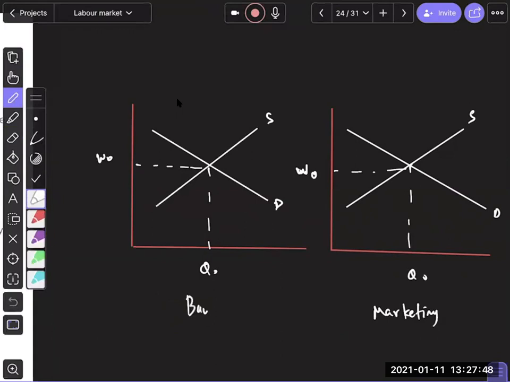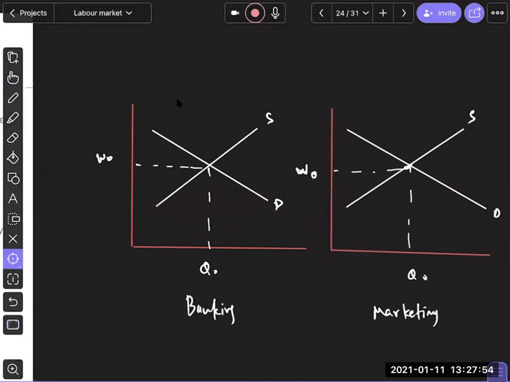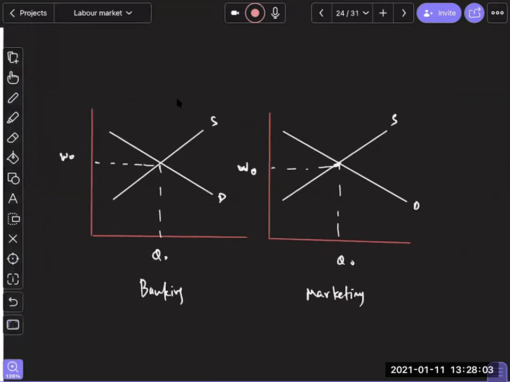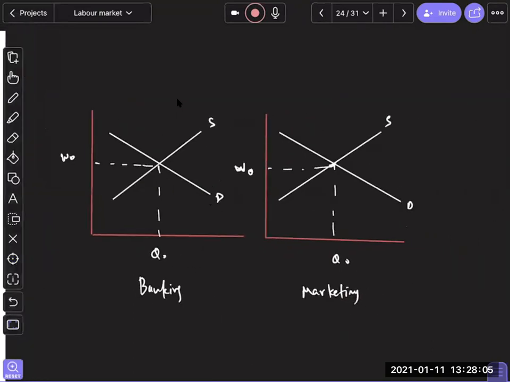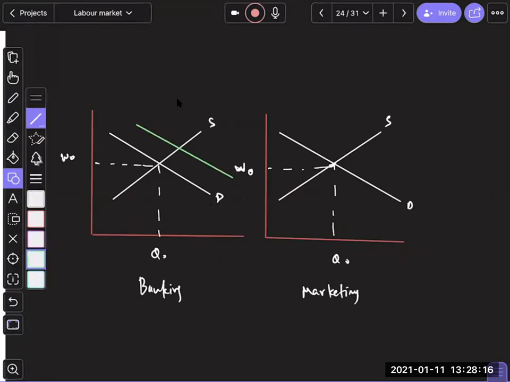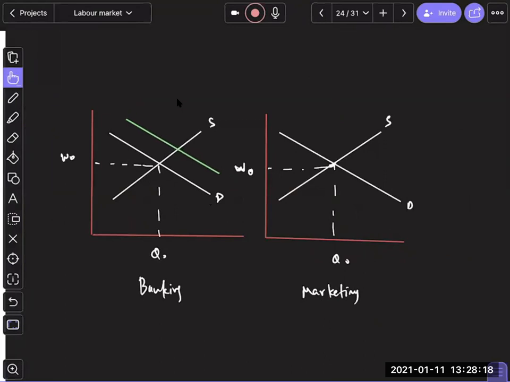Now let's assume, guys, this is perfect competition. So if you want to go from marketing to banking, you can easily go, because a completely identical skill set is required, which is not true in real life, but we are assuming this. Now, assume that there is a rise in demand in banking. So demand for banking goes up.